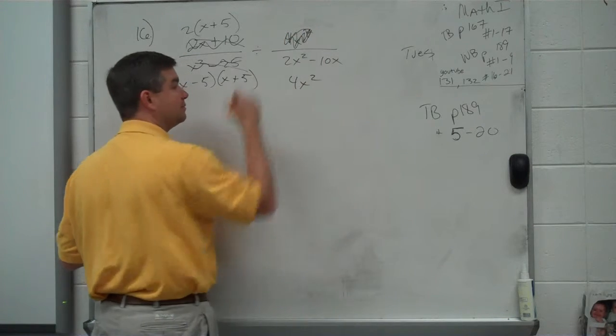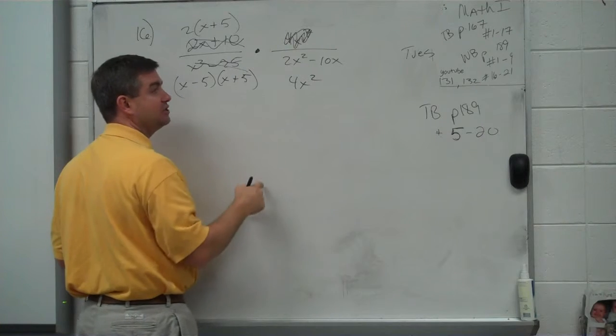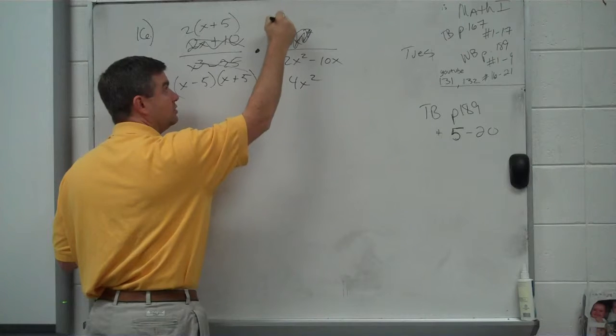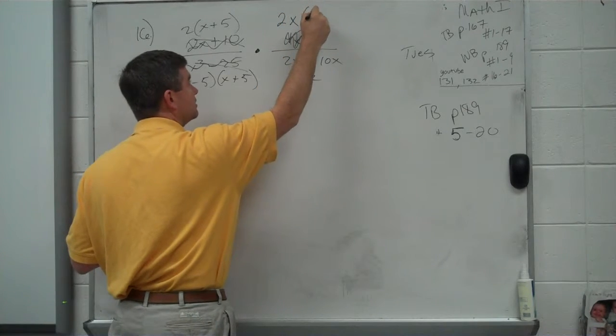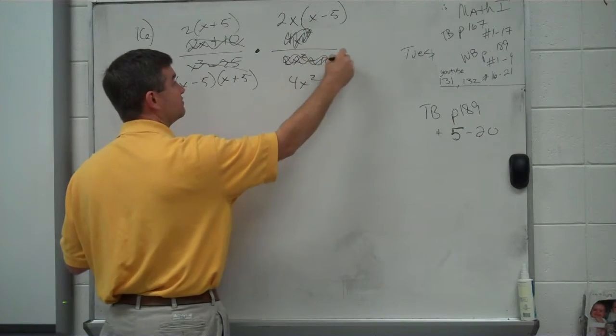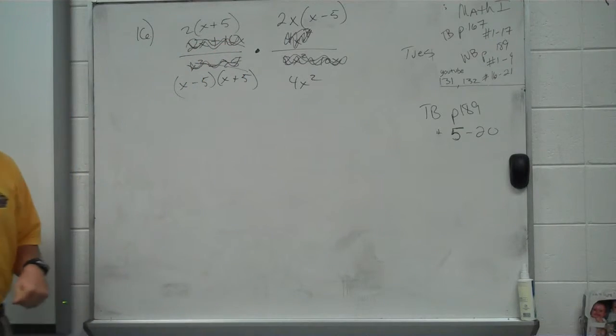Why did I put it on the bottom? Because I'm flipping. I can go ahead and change this to multiplication. How about 2x squared minus 10x? What's the GCF? 2x, and I'm left with x minus 5. Okay? So all four areas are now dealt with. Now I can start canceling.